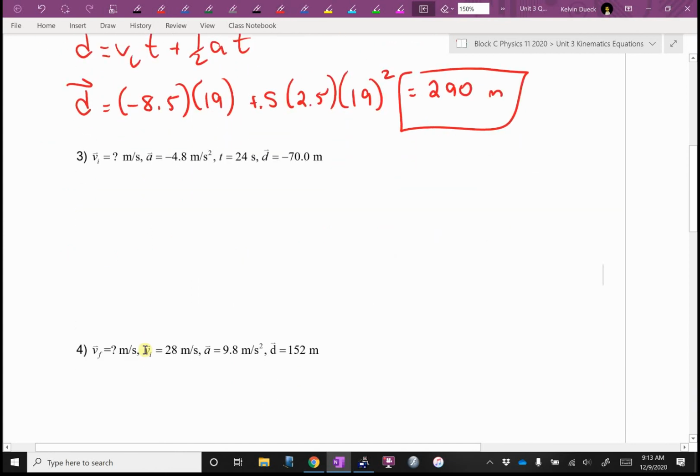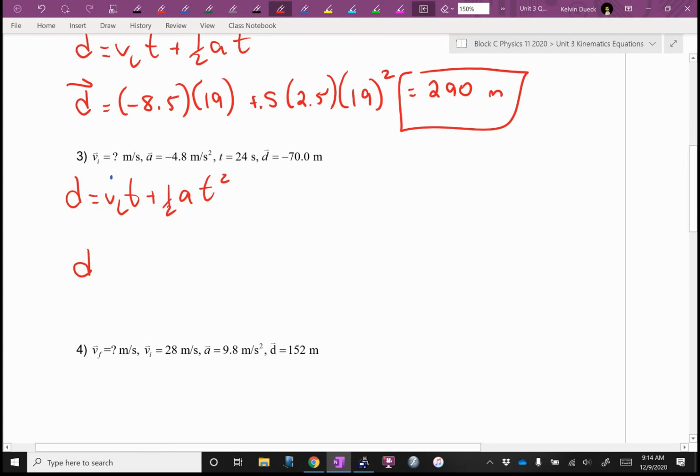Number 3, same equation. D equals VIT plus a half AT squared. But now I'm going to get the VI by itself. This equation here and the one with the brackets in it are the 2 most difficult equations to work with. VI plus VF equals VI plus AT, kids can almost always do in their head. And you'll get good at the VF squared equals VI squared plus 2AD because it's also mostly adding and subtracting, a little bit of multiplying. These 2 are trickier.